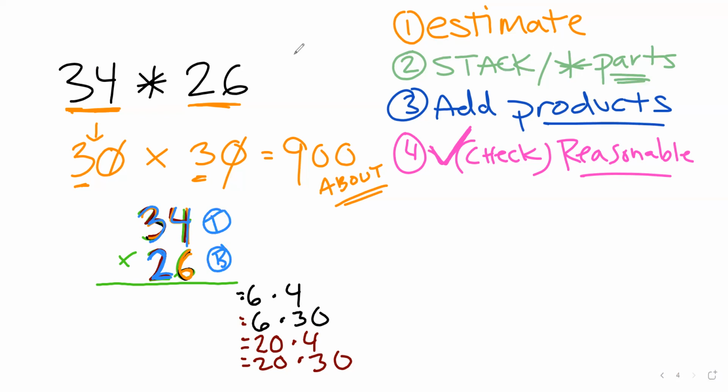So 6 times 4 is 24. So again, I'm putting them in their place value, right? There's a 4 in the ones place and a 2 in the tens place. I have 10. So I'm already going to fill that into the ones place.